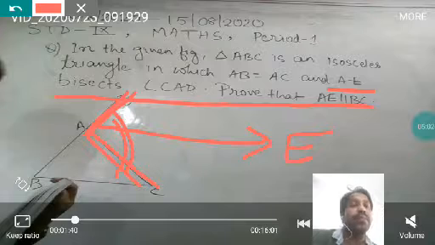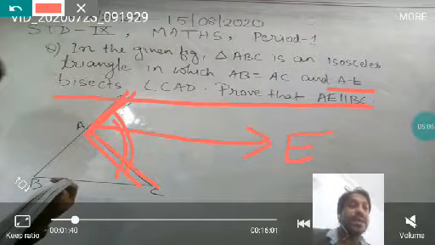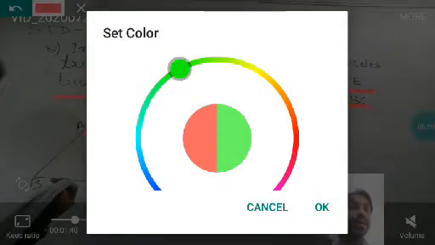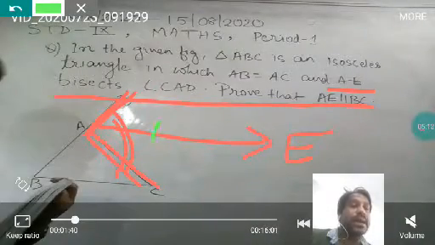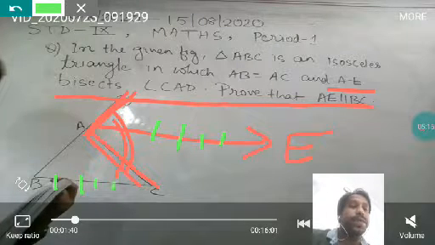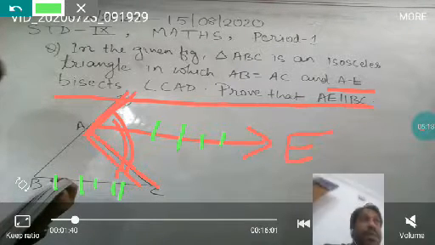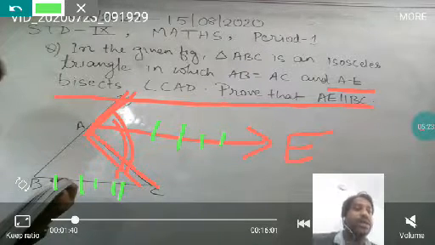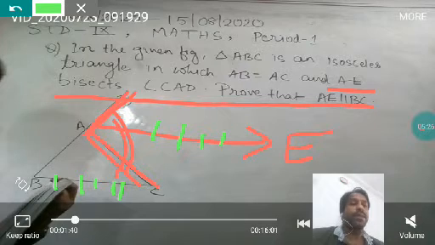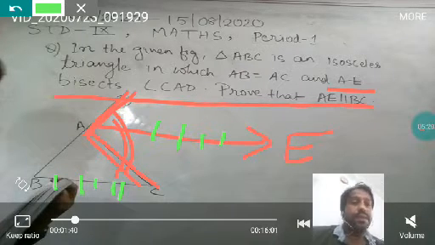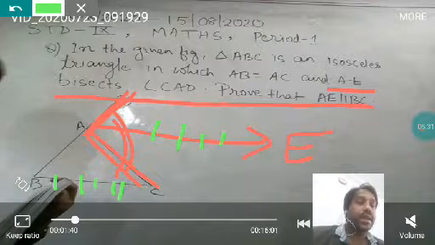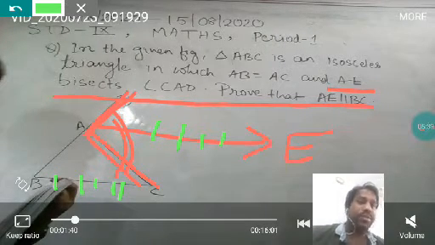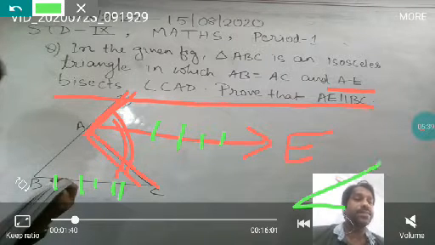Then what do we have to prove? We have to prove that AE is parallel to BC. Why will they be parallel? They will be parallel when, as I have already said, some angles are equal. Corresponding angles or alternate interior angles should be equal, then only. Let us see what we can do here.